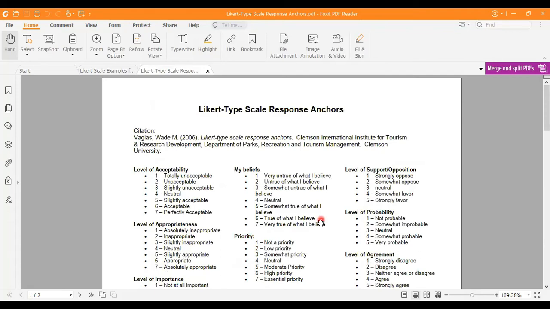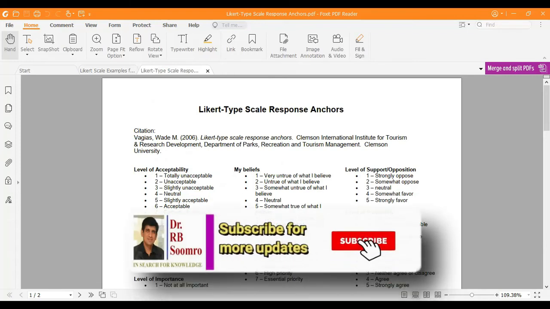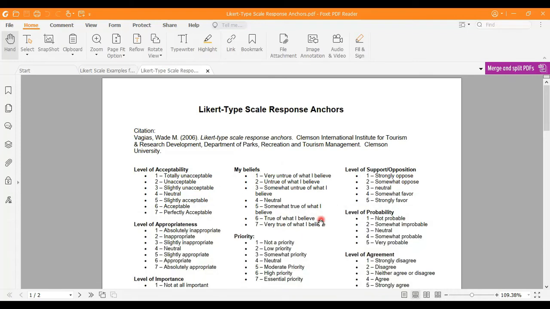Basically, I'm showing you this because it's not necessary that all the time we use agreement-type anchors, strongly agree to strongly disagree. Depending on what type of questions you are asking your respondent, you may be required to use other types of anchors, like support, probability, agreement, priority. That's why my point here is to make you aware of other options except strongly agree to strongly disagree. So here I'm showing you two important websites.